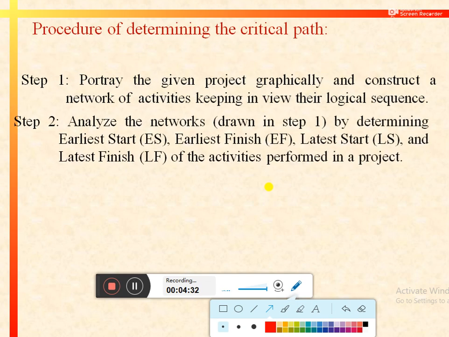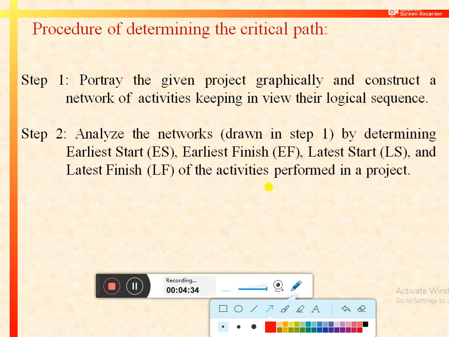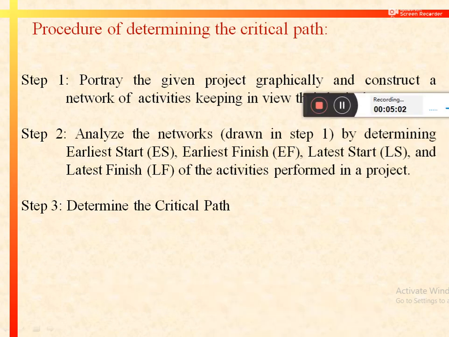In step 2, we would analyze the network by determining different aspects related with activities such as the earliest start, earliest finish, latest start or latest finish of the activities that are performed to complete a particular project. And after determining all these aspects, in the end we would determine the critical path of the project. So let's start this procedure and understand different aspects with the help of an illustration.